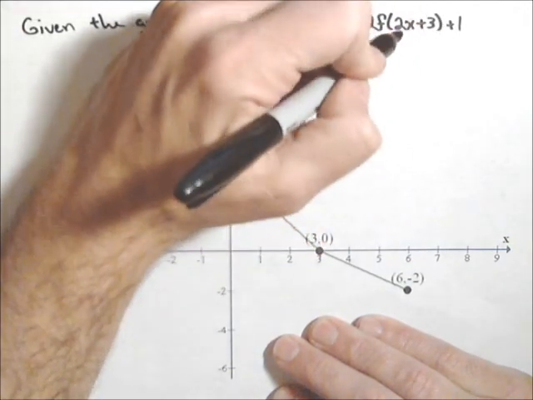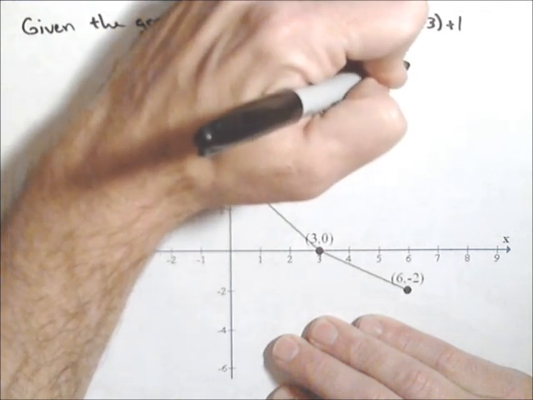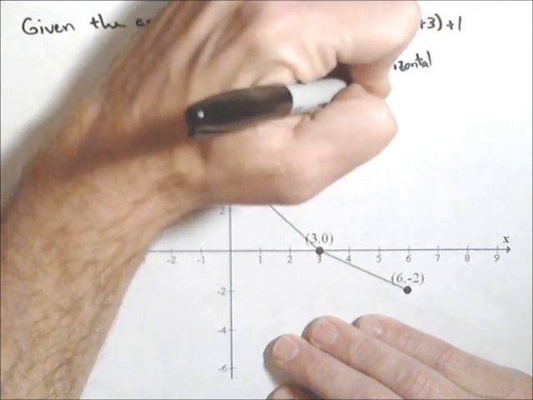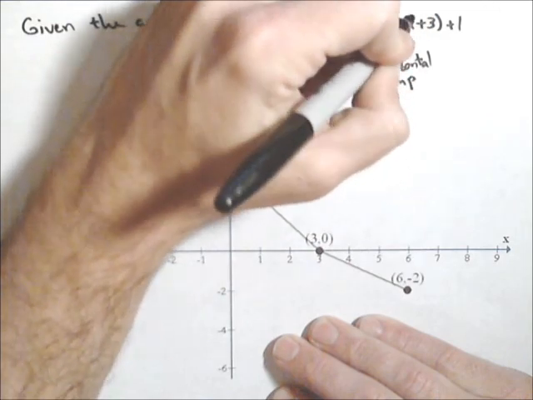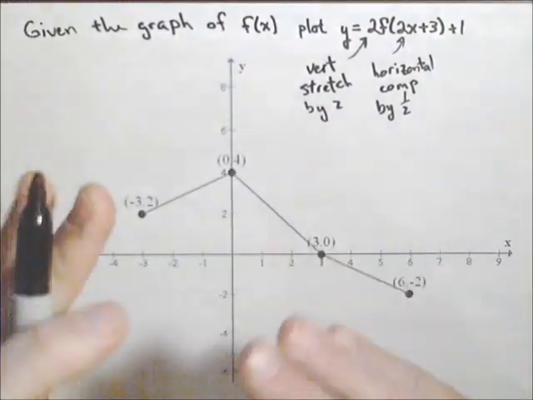The 2 on the inside is actually going to be a horizontal compression, and now it's opposite of what we expect, so it's actually not by 2, it's actually by 1/2, because it's actually going to squeeze the graph in.